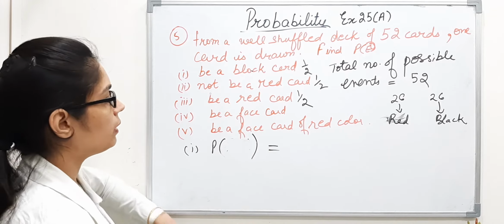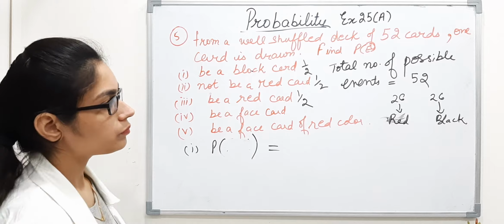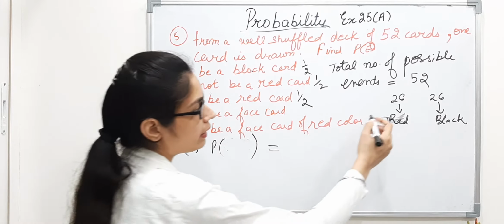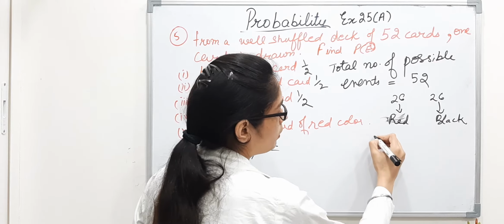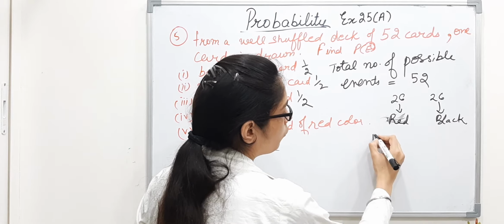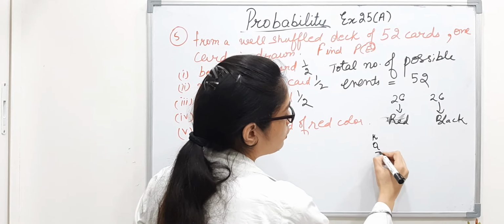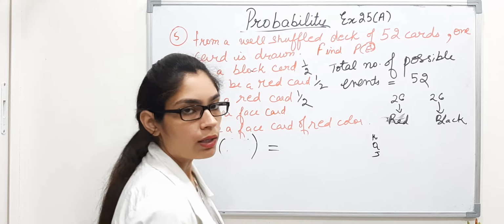Everything is very simple. Be a face card. I have already told you in each of the 4 suits there will be 1 king, 1 queen and 1 jack. So it is for all the 4 suits.